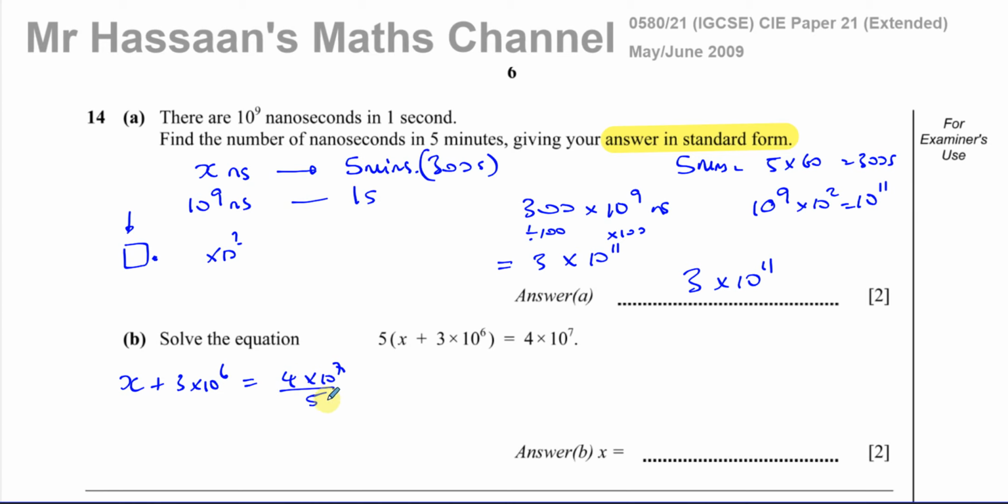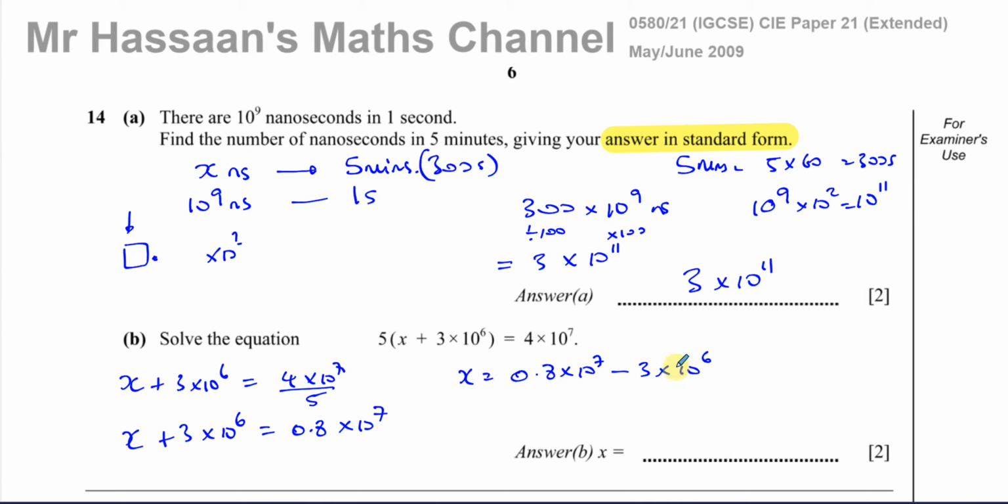If you do 4 times 10 to the power of 7 over 5, you end up with 0.8 times 10 to the power of 7. So you have x plus 3 times 10 to the power of 6 equals 0.8 times 10 to the power of 7. Now we want to solve this for x. So I'm going to do x equals 0.8 times 10 to the power of 7 minus 3 times 10 to the power of 6. Now if I want to subtract two numbers in standard form, like in the past, students would just probably put this in the calculator and get the answer, and the answer would show in standard form in your calculator.